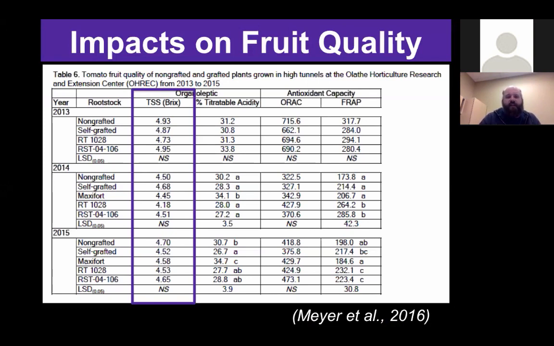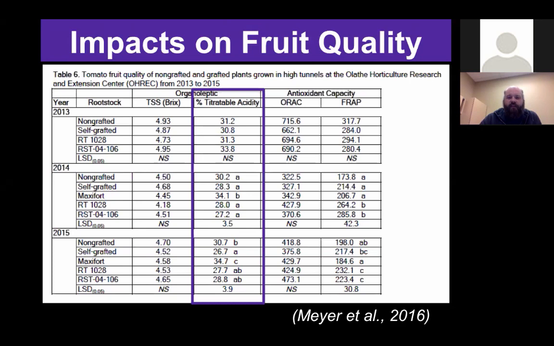This is actually the Brix levels of some of our grafted and non-grafted plants. And you can see that there was basically no significant difference in the Brix levels. Now the Brix is basically the total soluble solids, so it's the sugar levels within the tomato. And you can see that there was basically no difference when we use these grafted plants. Now keep in mind these grafted plants are providing more yield in these trials, but at the same time at a similar sugar level.